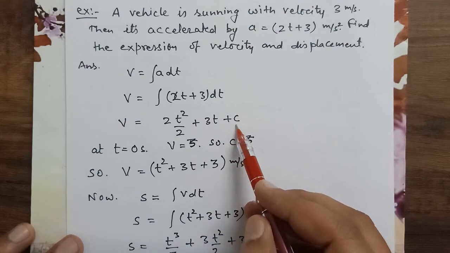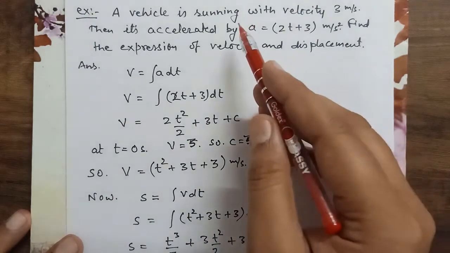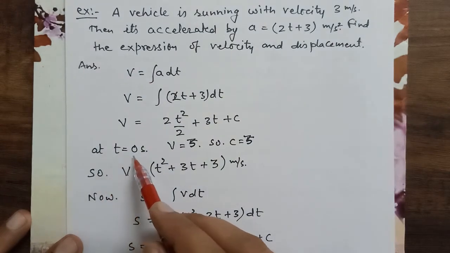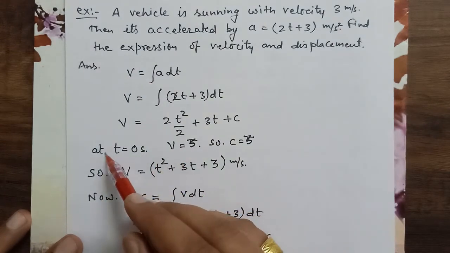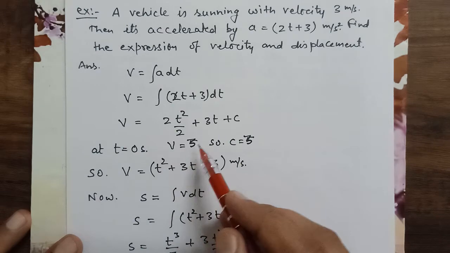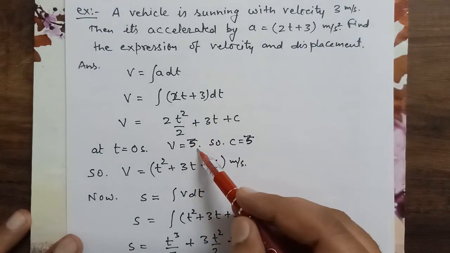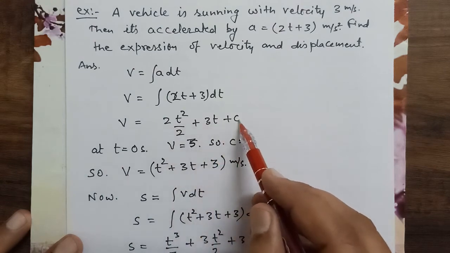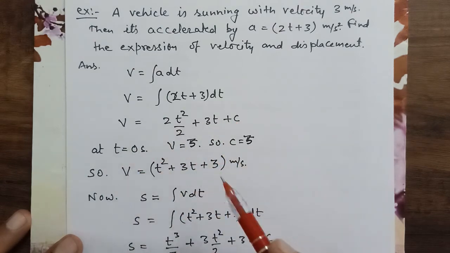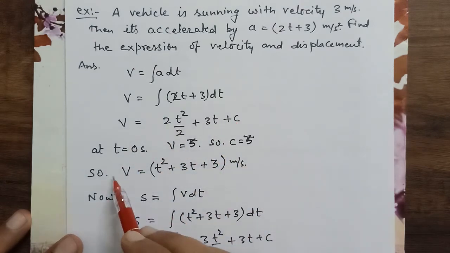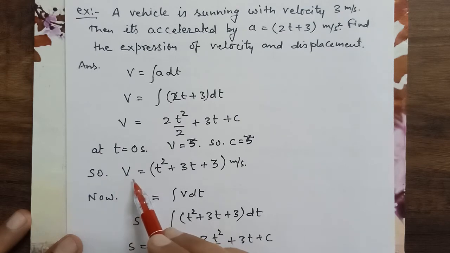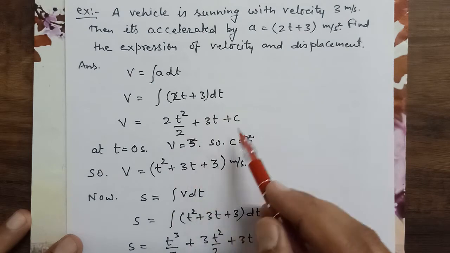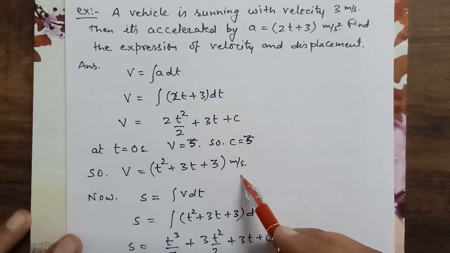Plus c. If you look at the question again, the initial velocity is given. That means the velocity at t = 0 second is given as 3 meter per second. So you can see 3 = 0 + 0 + c, so c value is equal to 3. Now you got velocity v = t square + 3t + 3 meter per second.